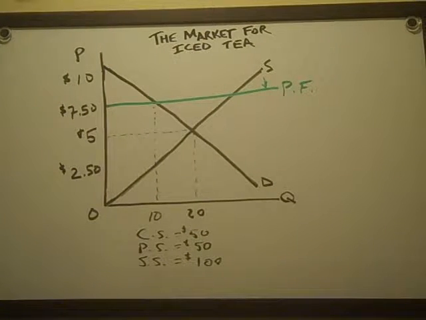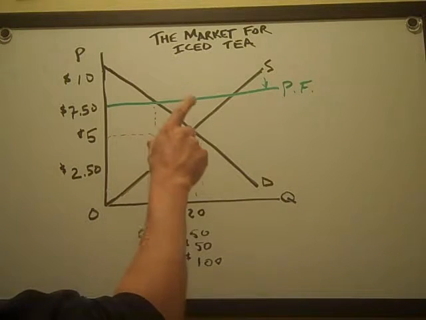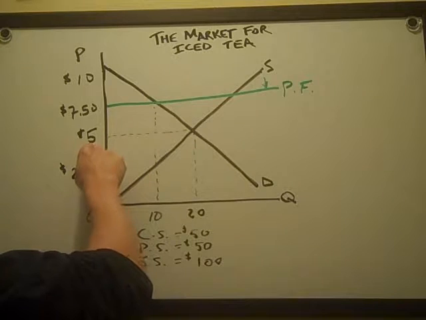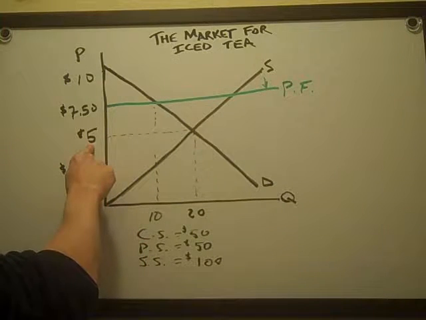Let's turn our attention now to producer and consumer surplus if a market is not allowed to reach equilibrium. So here we have the same market, the market for iced tea. This is our point of equilibrium. $5 would be the price if this market were left alone.